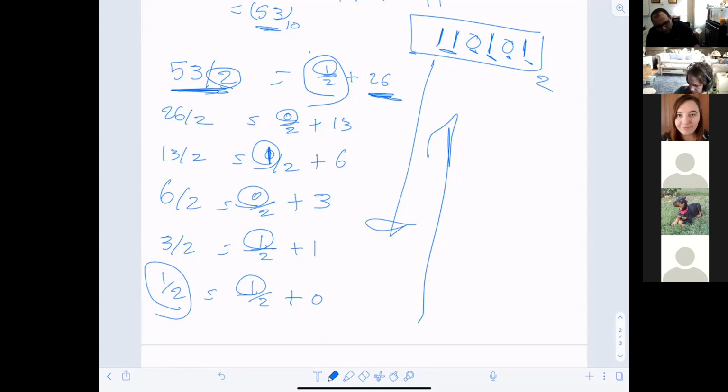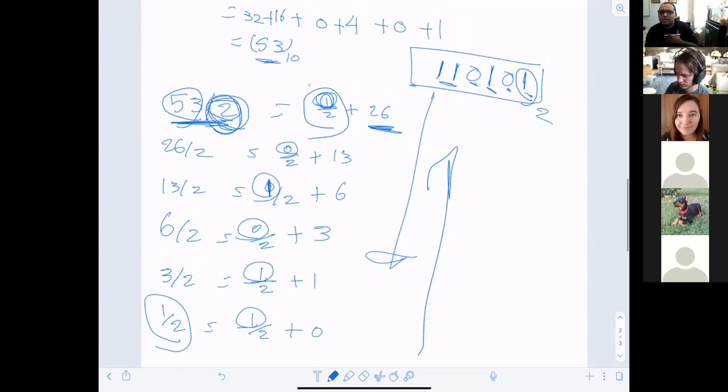That makes sense? Look, 53 is the number. I divided by the base, which is 2 in my case. So that's going to be half plus 26. Since the base is 2, I'm looking at the remainder above the 2. The number above the 2 is 1. So I take this number and I consider it the least significant.